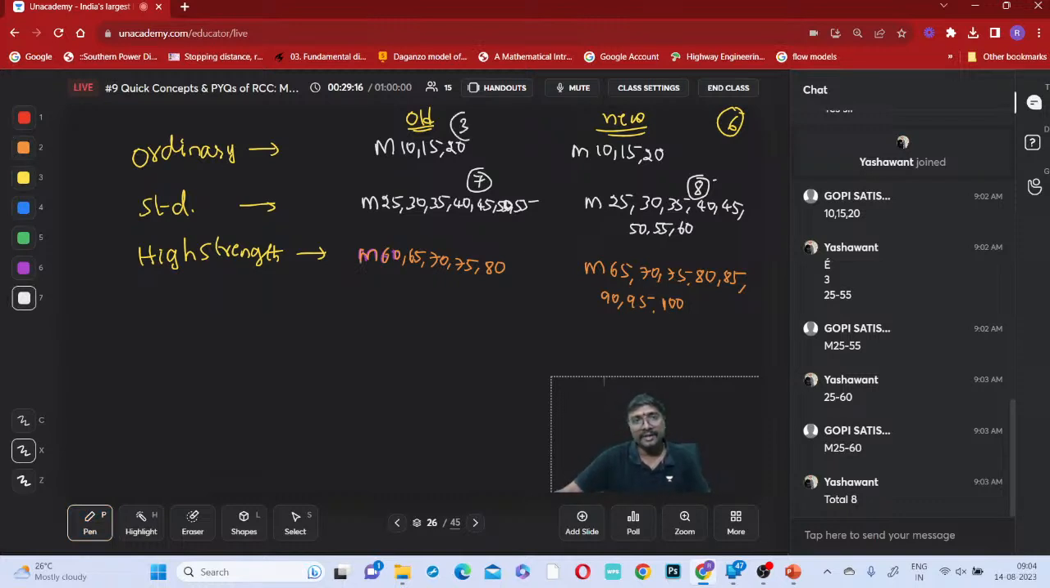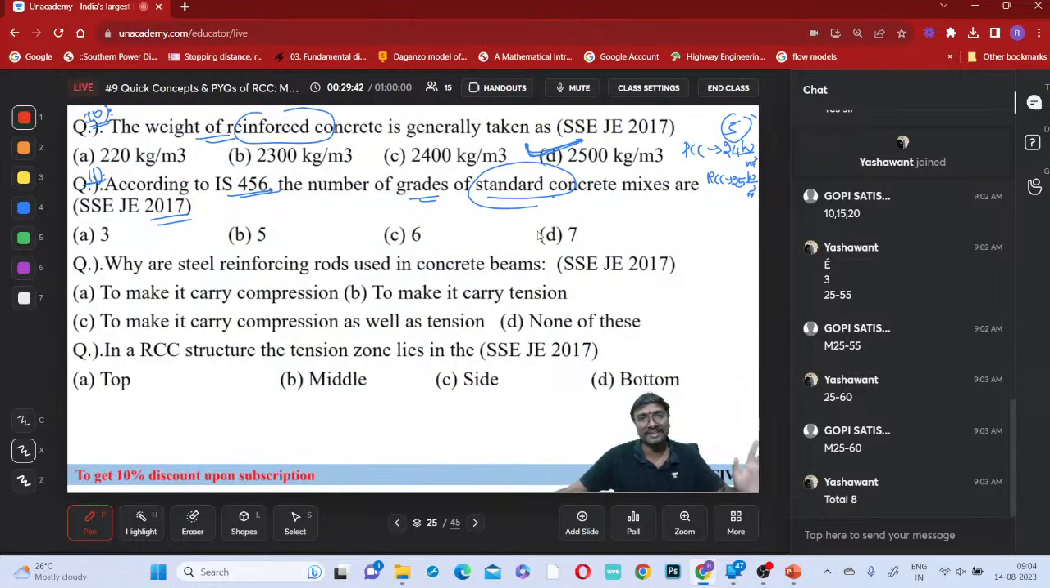So ordinary concrete in the old specification and new specification is 3 grades only. Standard concrete as per the old specification is 7 and the new specification 8. High strength concrete as per the old specification, how much will it be? 1, 2, 3, 4, 5. As per the new specifications, how much will it be? 1, 2, 3, 4, 5, 6, 7, 8, right? You are having 8. Is that clear, everyone? Could you recollect it? You have to be careful, right? So which one is the correct answer? This is the correct answer as per the old specifications, right?